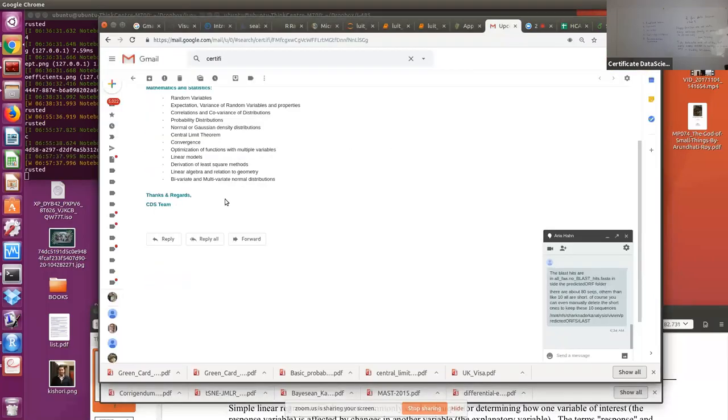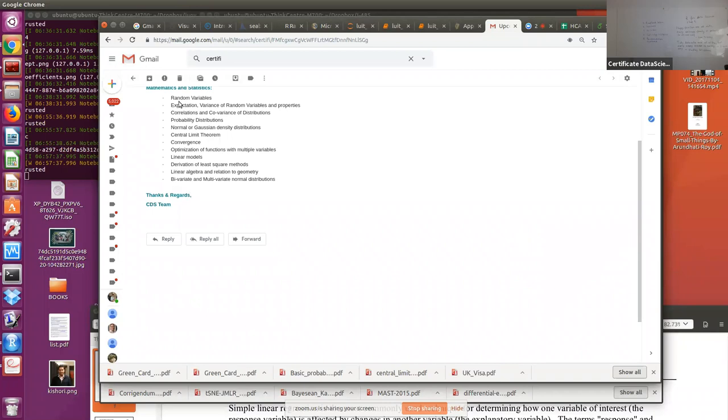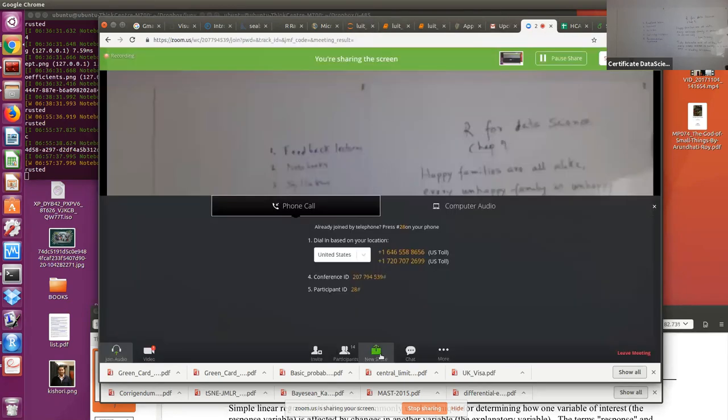So the topics I'm going to cover here are random variables today, expectation, variance of random variables, correlations and covariance of distributions, probability distributions, normal or Gaussian density distributions, central limit theorem, convergence of distribution, optimization of functions with multiple variables, linear models, derivation of least square methods, a little bit of linear algebra and its relation to geometry, and then bivariate and multivariate normal distributions. So as usual, we do theory and hands-on experience at the same time. So let me now switch back to the board.